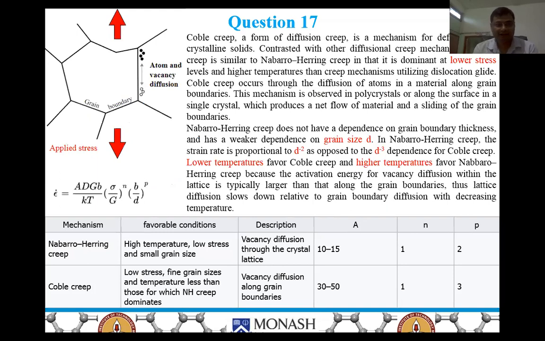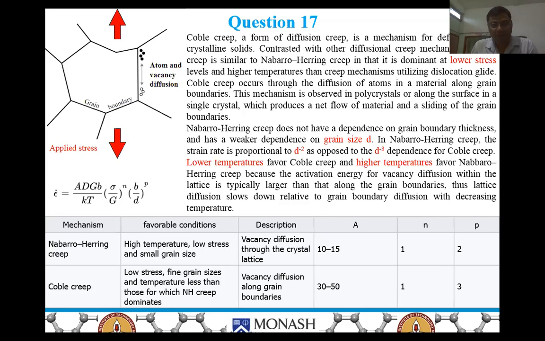Now I will discuss Coble creep. Coble creep is a form of diffusion creep and is a mechanism for deformation of crystalline solids. Contrasted with other diffusional creep mechanisms, Coble creep is similar to Nabarro-Herring creep in that it is dominant at lower stress levels and higher temperatures than creep mechanisms utilizing dislocation glide.